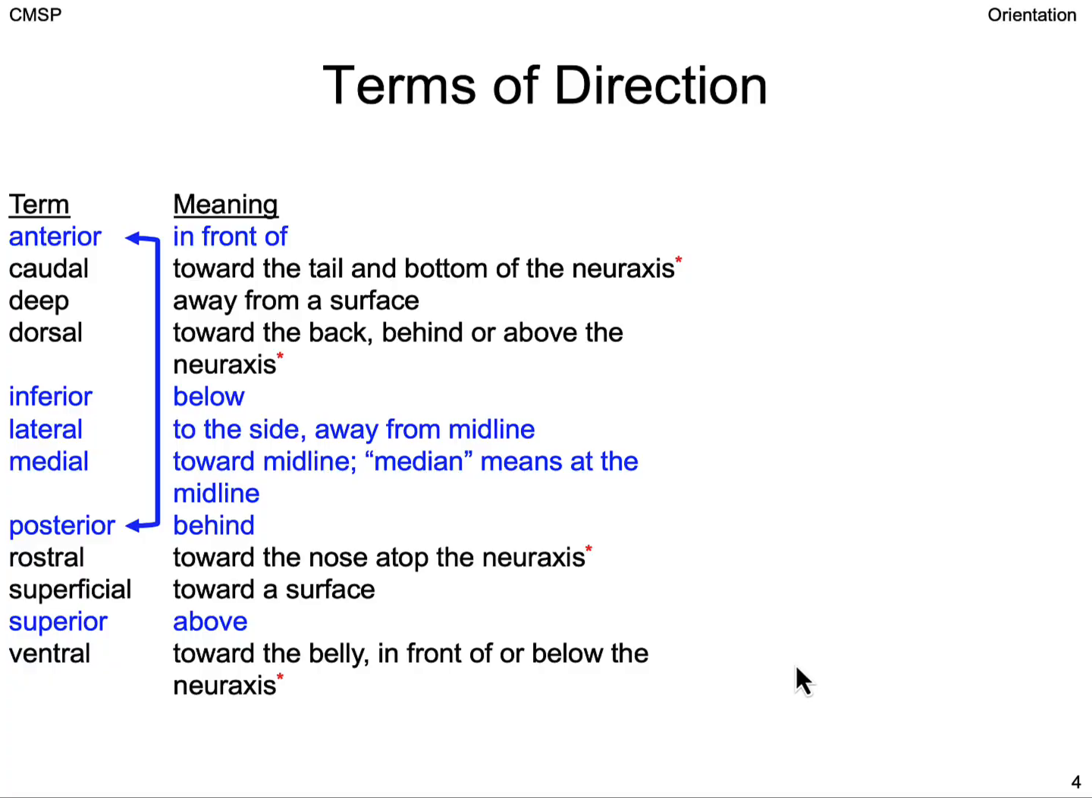Let's start with anterior, which means in front of, and posterior, which means behind. For example, the eyes are anterior to, in front of, the brain. And in the chest, the heart is posterior to, in back of, the sternum.